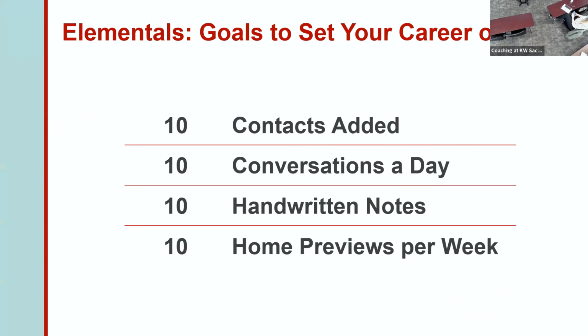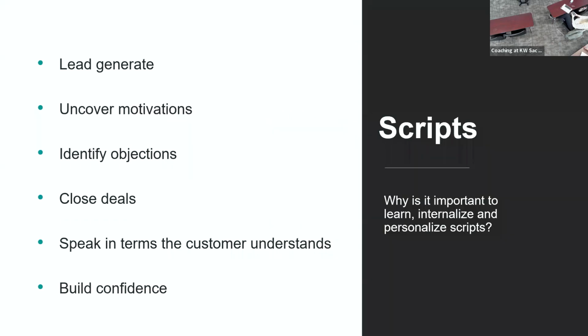All right. Just remember, I know you guys are probably being taught 5-5-5, but do your best to do 10 contacts added to the database, 10 conversations in a day, 10 handwritten notes. Believe me, think about when was the last time you got one. And of course, the 10 home previews, that takes a little bit of time. And of course, get those scripts out of the way, guys. Script and role play works. As a leader, I have to role play because while my lead generation is a little different, I still have objection answers too.